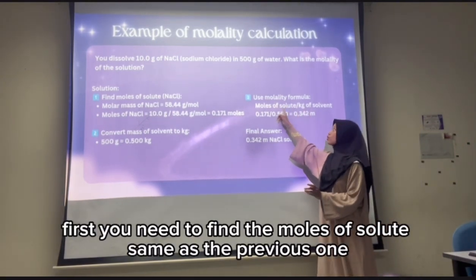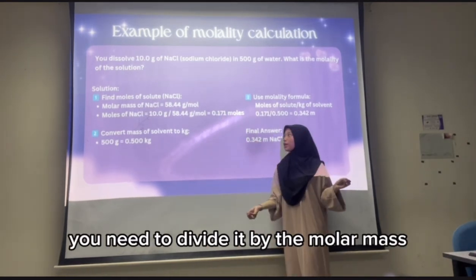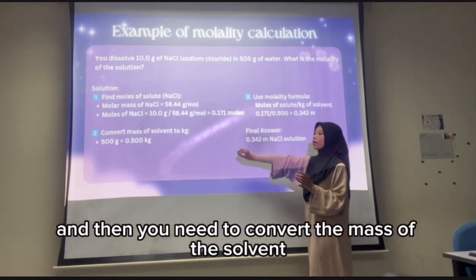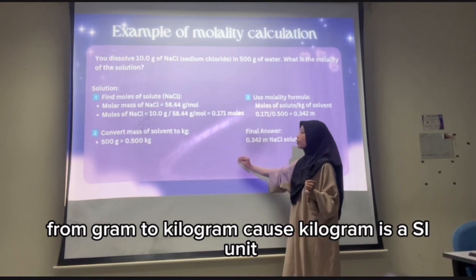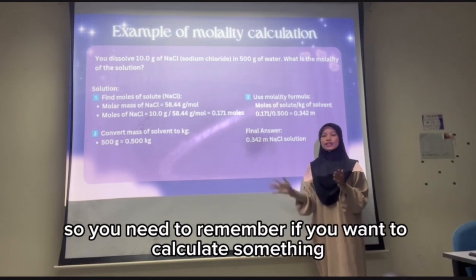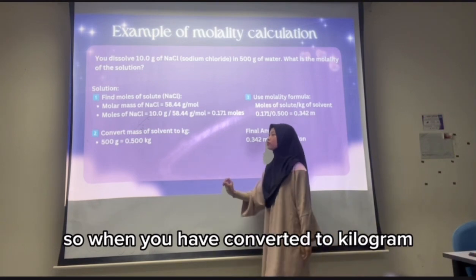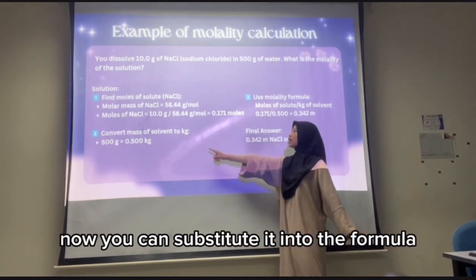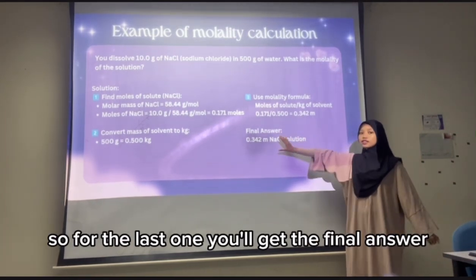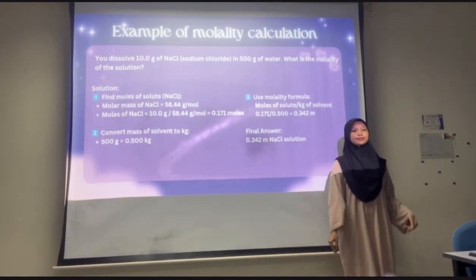First, you need to find the moles of solute, same as the previous one. You divide the mass by the molar mass, and then you get 0.171 moles. And then you need to convert the mass of the solvent from gram to kilogram, because kilogram is the SI unit. So you need to remember, if you want to calculate something, you need to convert it to the SI unit. Okay? So when you have converted to kilogram, now you can substitute it into the formula. So for the last one, you'll get the final answer, which is 0.342 molality of sodium chloride solution. Okay, next.